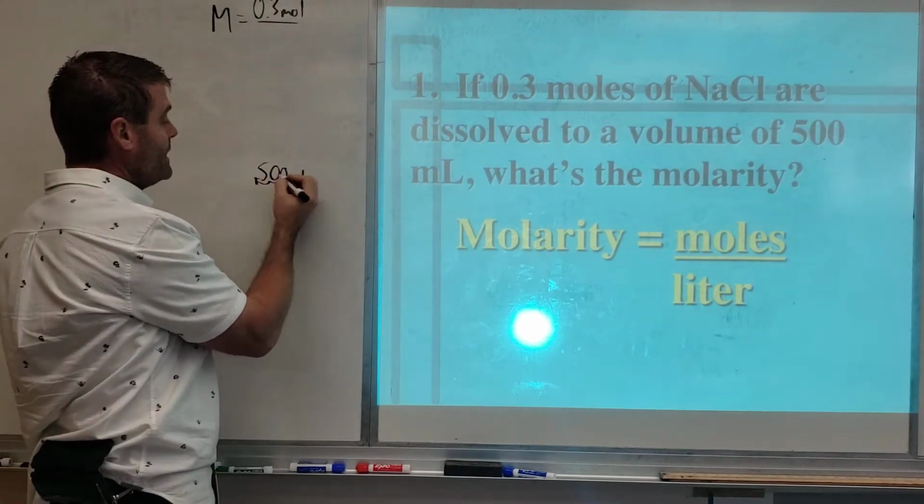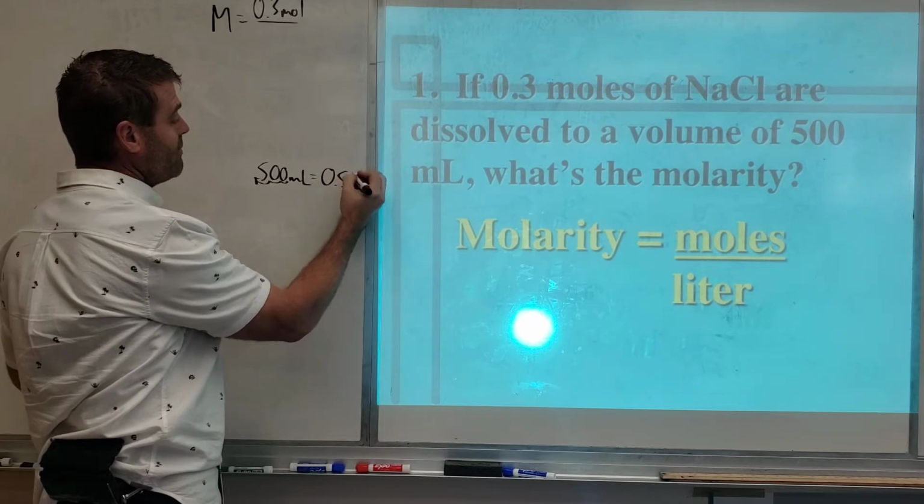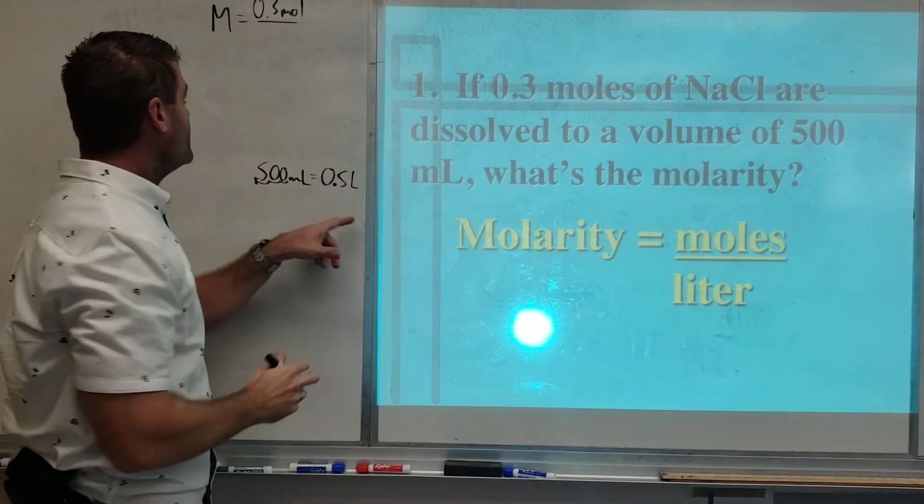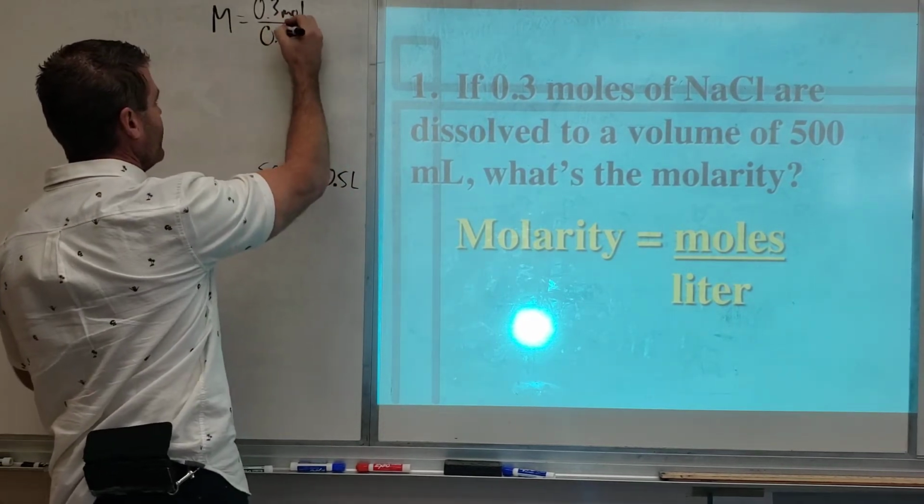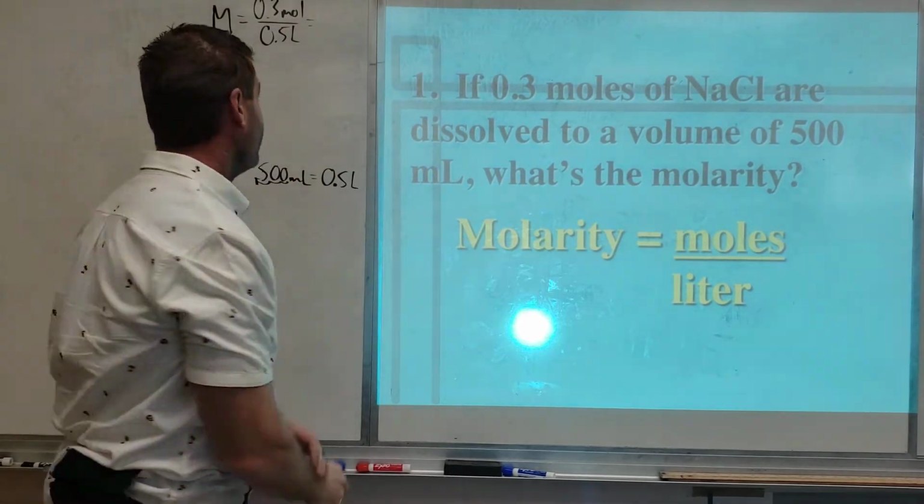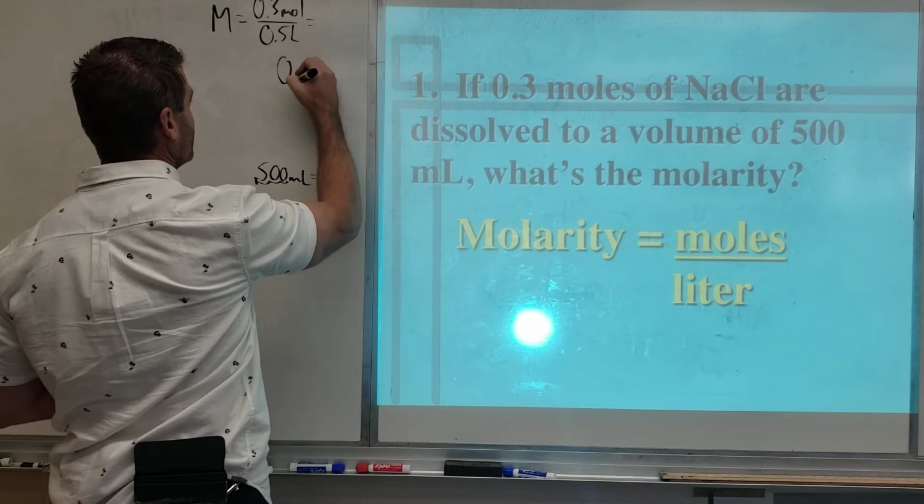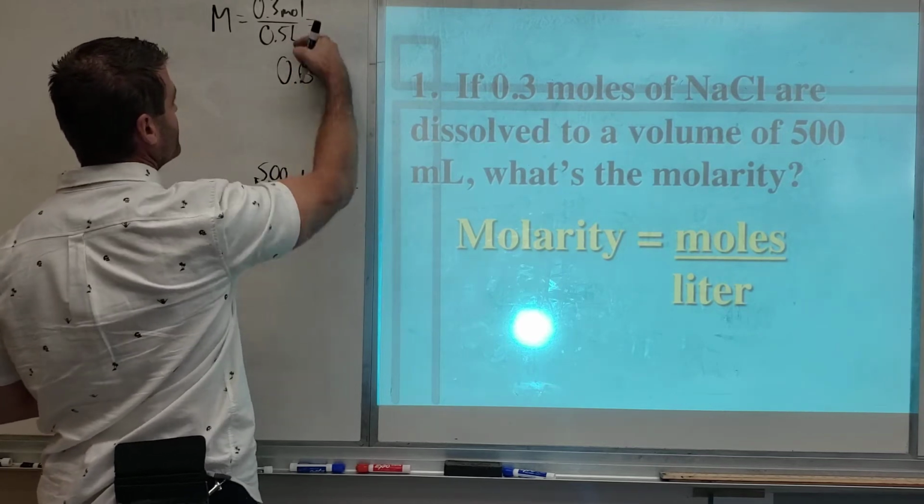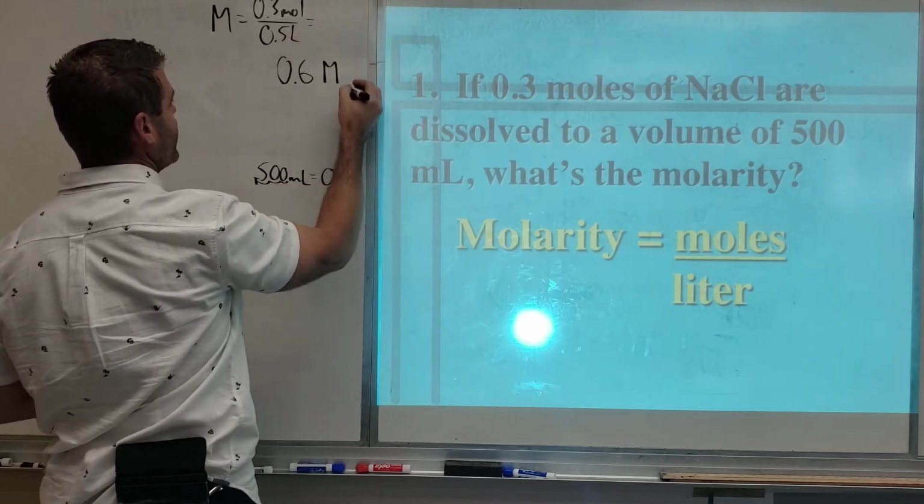500 milliliters is the same thing as 0.5 liters. So that's what I would put in here, 0.5 liters. So then I do 0.3 divided by 0.5, and what do I get? I get 0.6, and I could write moles per liter. The easier thing to do is to write big M, molar.